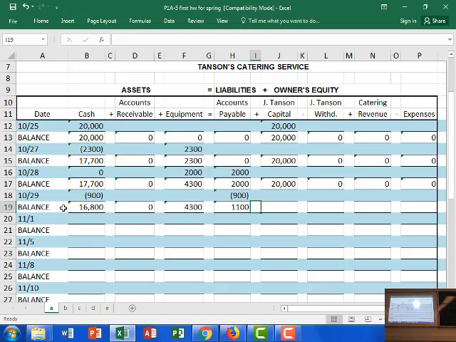It's like when you pay on your credit card. You're decreasing the balance, okay? And this is accounts payable. So we're going to subtract $900. We're going to debit $900 from accounts payable, and we're going to credit cash. So we're going to take out $900 as well. So when you subtract the 900 from the 2,000, how much do we have left? We have $1,100, right? That's what our balance is.